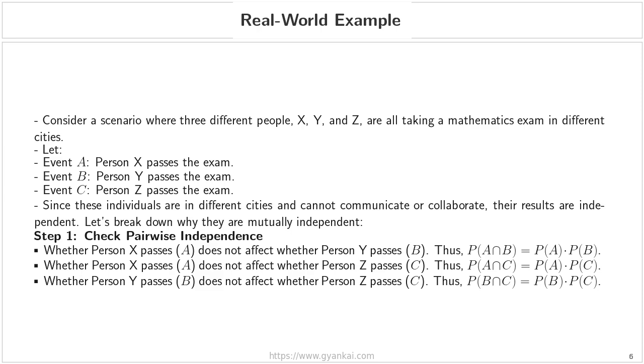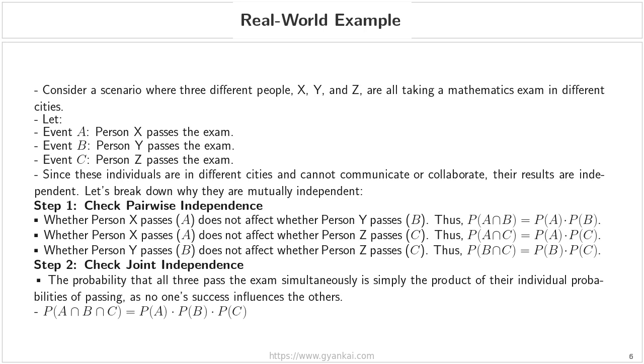Next, we check person X and person Z, since X's result doesn't affect Z. The probability of A intersection C equals the probability of A times the probability of C. Finally, we check the pair of Y and Z. Again, there is no influence, so the probability of B intersection C equals the probability of B times the probability of C.